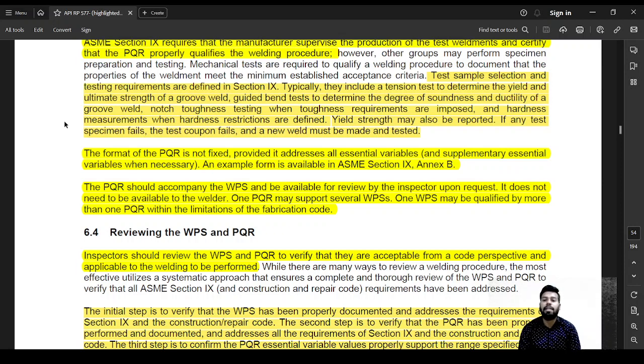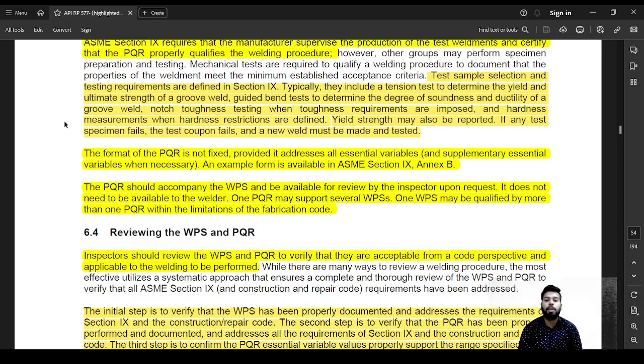Typically, they include a tension test to determine the yield strength and the ultimate tensile strength of the groove, a guided bend test to determine the degree of soundness and ductility, a notch toughness test to identify toughness requirements, and hardness measurement to identify hardness restrictions. The yield strength may also be reported. If any test specimen fails, the test coupon fails, and a new weld must be made and tested.